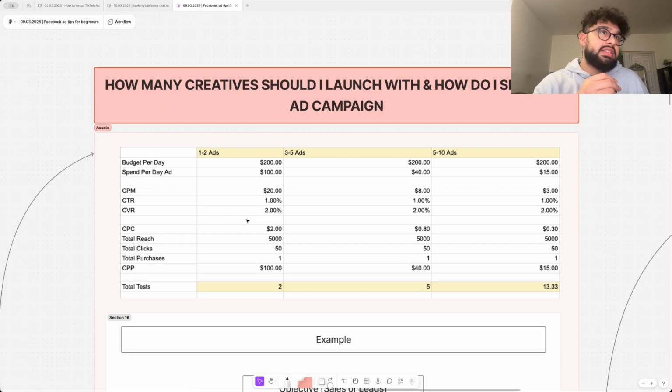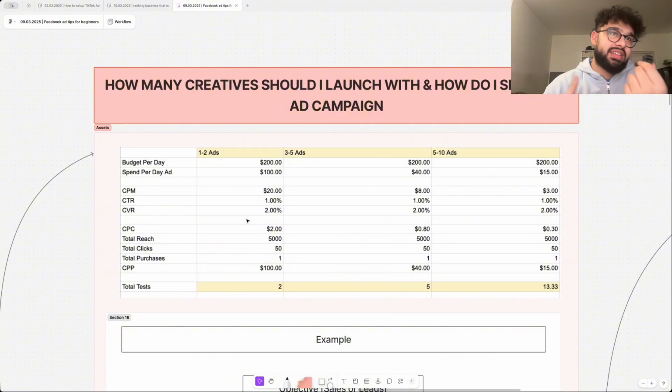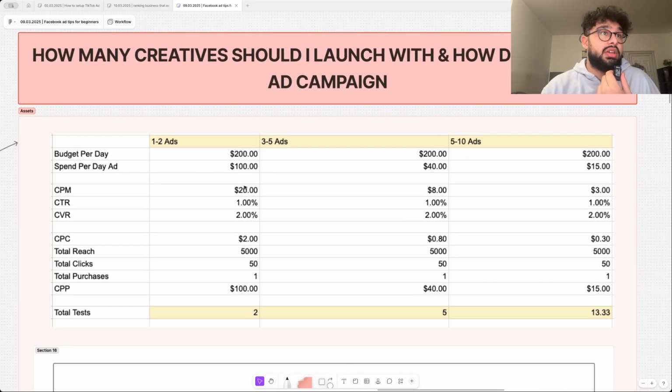Now, the next thing I get is how many creatives should I launch with and how do I set up an ad campaign properly? Again, it all comes back down to CPM, right? So depending on your CPM and your current conversion rates, let's say, for example, your CPM is $20, then you're probably going to want to launch with 1 to 2 ads.